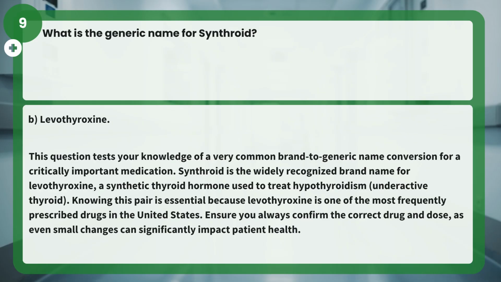Answer B. Levothyroxine. This question tests your knowledge of a very common brand to generic name conversion for a critically important medication. Synthroid is the widely recognized brand name for levothyroxine, a synthetic thyroid hormone used to treat hypothyroidism, underactive thyroid. Knowing this pair is essential because levothyroxine is one of the most frequently prescribed drugs in the United States. Ensure you always confirm the correct drug and dose, as even small changes can significantly impact patient health.